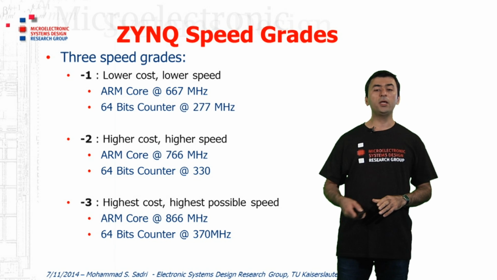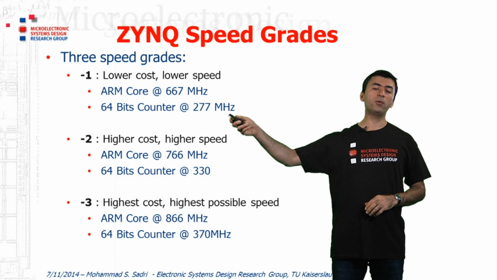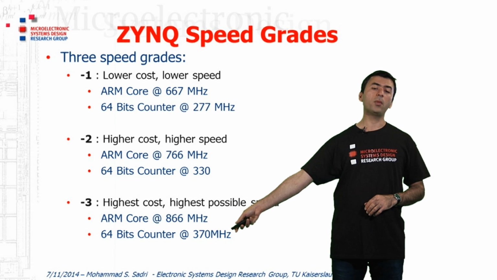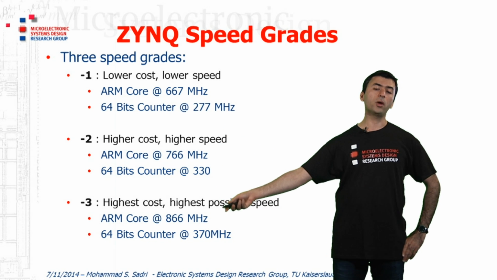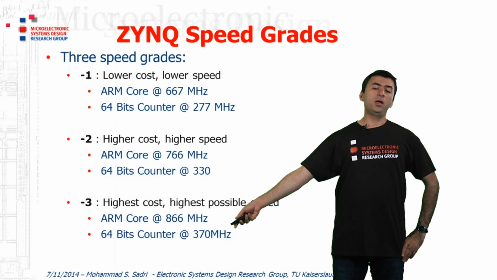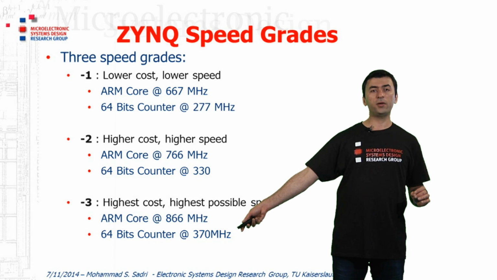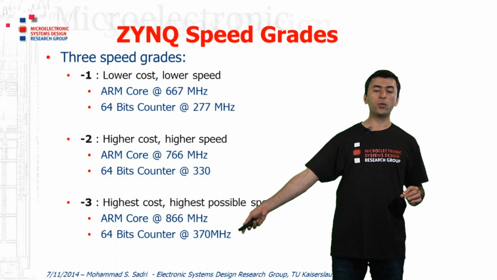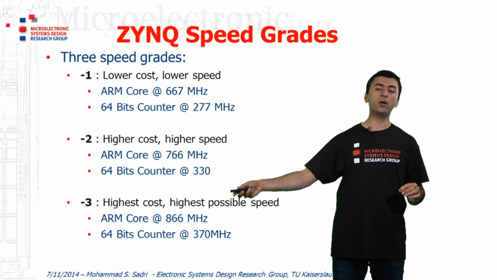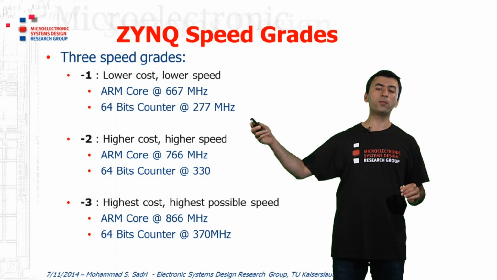So the maximum running clock frequency of the device is indicated somehow by the speed grade of the device. For example, here for the Xilinx ZYNQ device, we have three speed grades: -1, -2, -3. The one with -3 is the fastest ZYNQ device that you can buy, but it is the most expensive. Then the next one, -2, and the slowest one, -1.